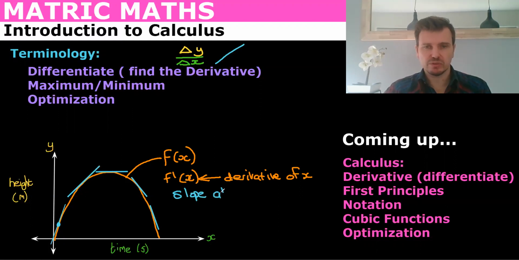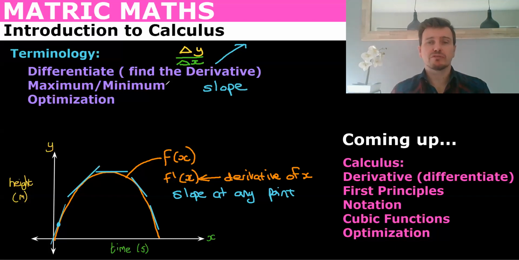So we wouldn't need to do all these tangents. We could just find the equation for the slope, and then we could know the slope at any point on that graph. So calculus is the study of the rate of change, okay? And the derivative is that rate of change. So in other words, the derivative is the slope, okay? And when you're asked to differentiate, that means find the derivative. So differentiate, find the derivative just means find the slope, okay?